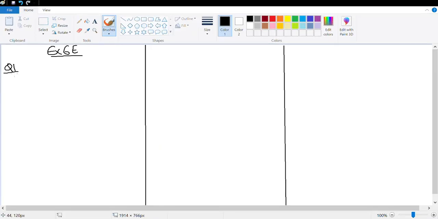Hi boys, let's start a new exercise, exercise 6E. This is the last exercise of the chapter. No new concept, basically more like a revision exercise.